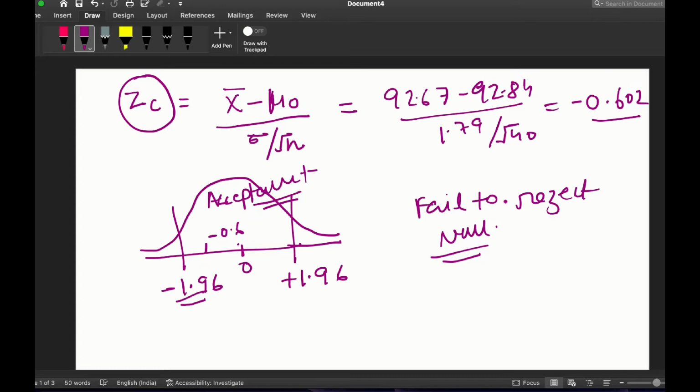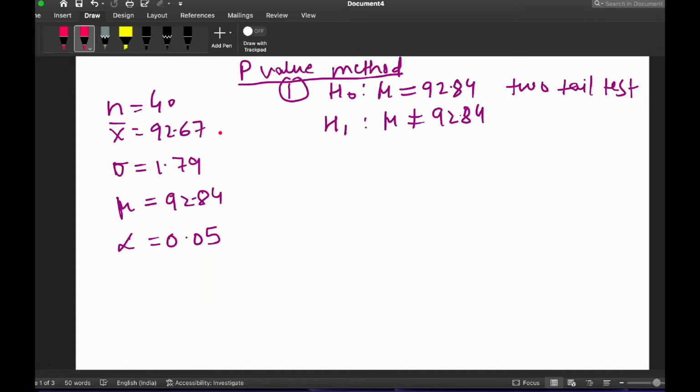Okay, now we will see the p-value method of the same problem. With the p-value, people get confused more, so we will again understand from the curve, and you will find it very easy. To save some time, I will start from here. We already know the data: n equal to 40, x bar is 92.67, standard deviation 1.97, alpha, and the population mean is given. We have also completed step number 1, that we have formed the hypothesis, and we have found out that it is a two-tailed test.